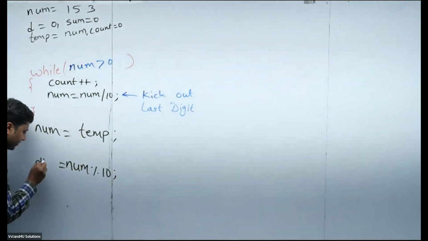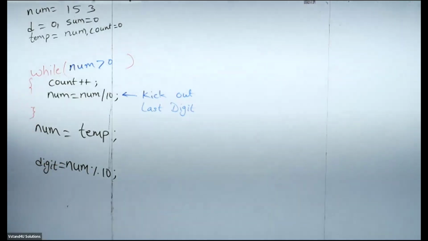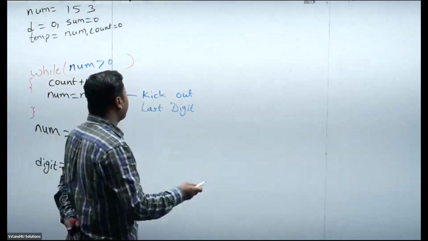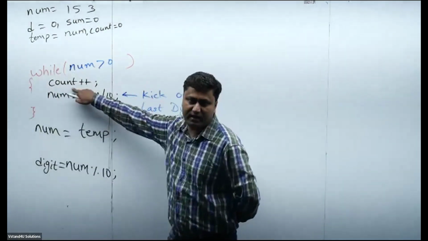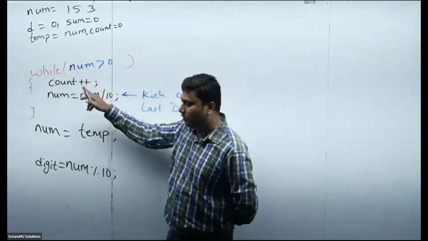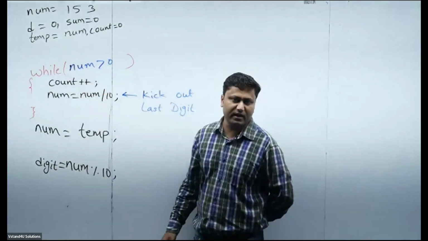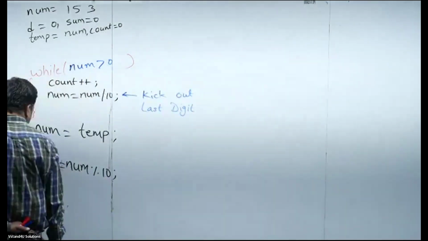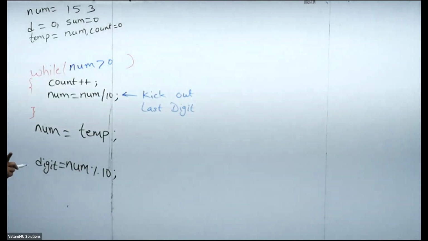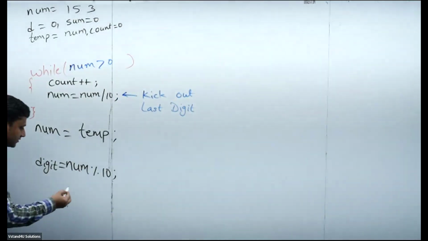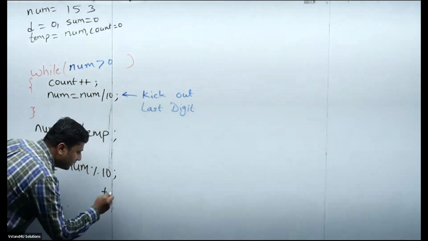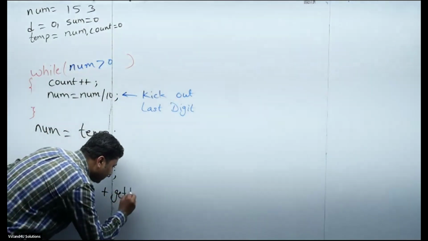Storing in another variable. Then I got the digit. Now I need to do what? This digit should be raised to the power of whatever is the value of count. Agree? Every digit should be raised by that. In order to do that, is it okay if I write a method? Yes, sir. So I will say plus get power.